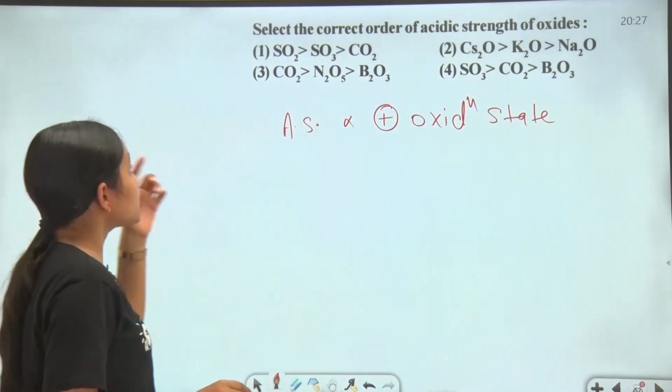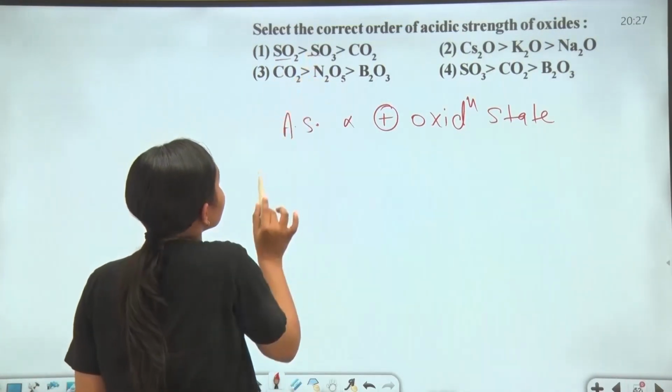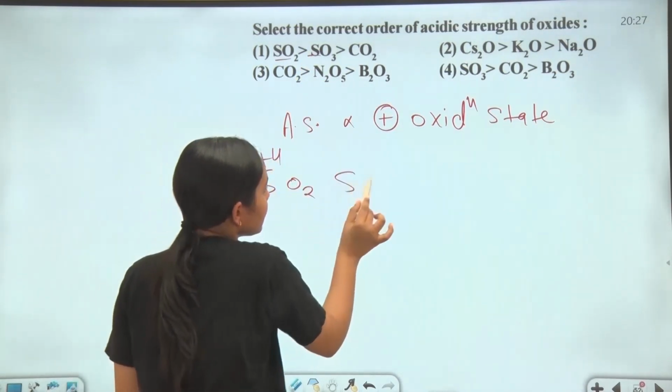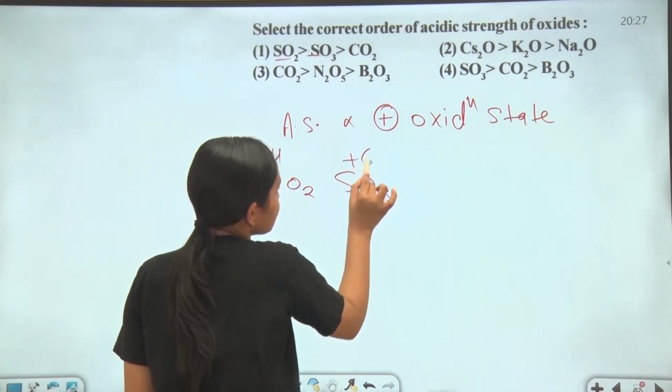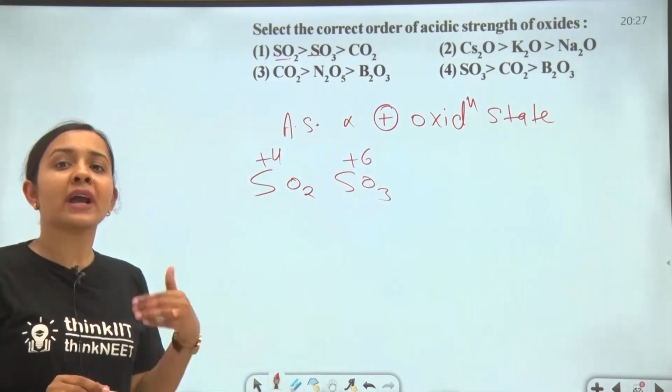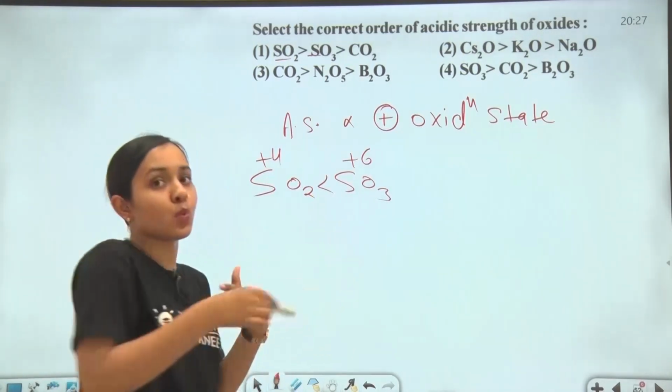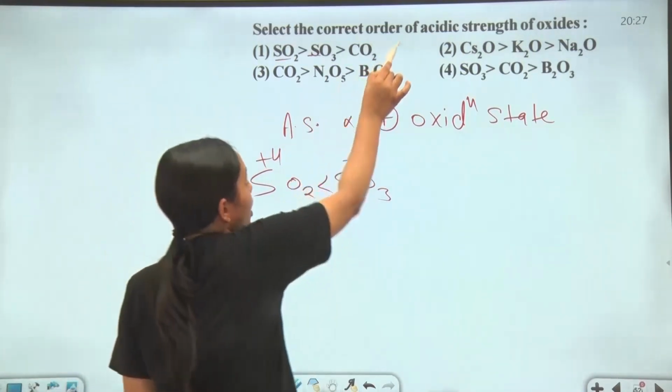First one is SO2, then SO3, right? In SO2, sulfur shows +4 oxidation state, and in SO3, sulfur shows +6 oxidation state. So if the oxidation state of SO3 is greater than SO2, then it has more acidic strength. So this is the incorrect order.